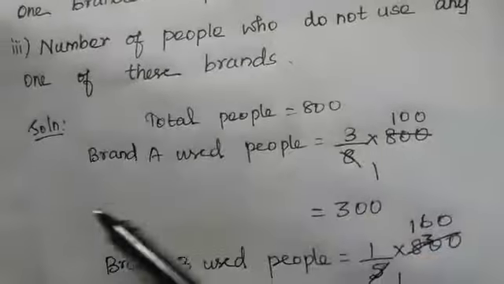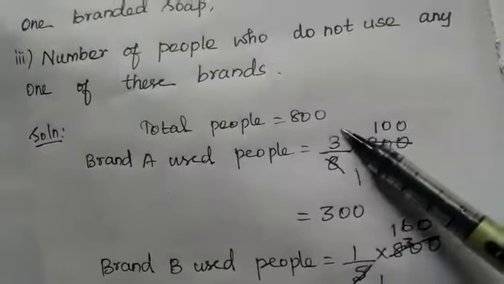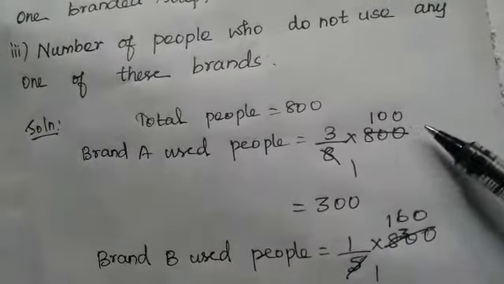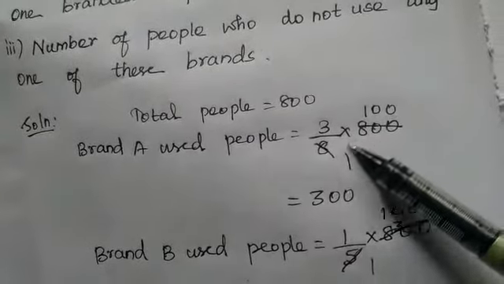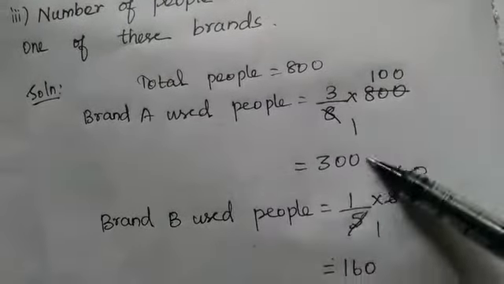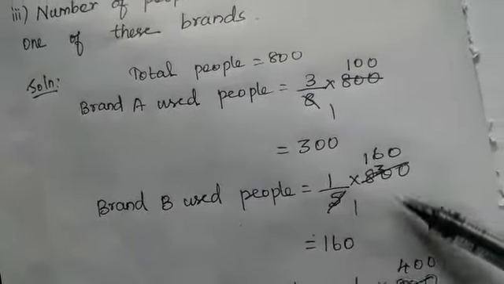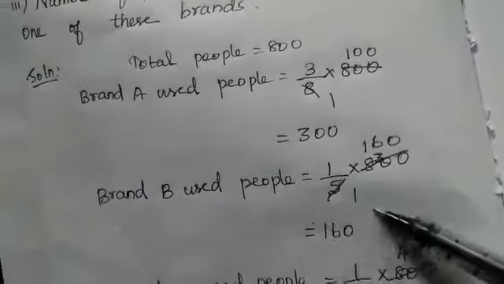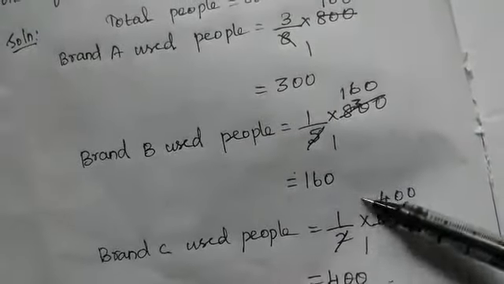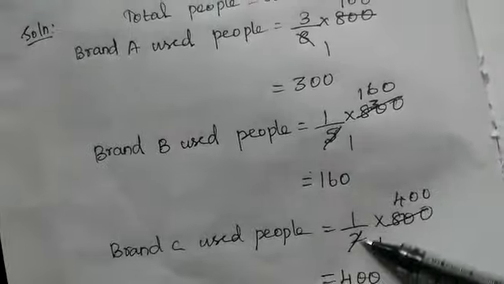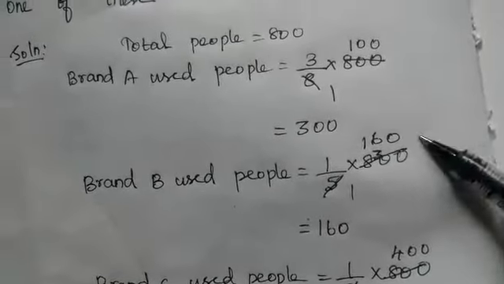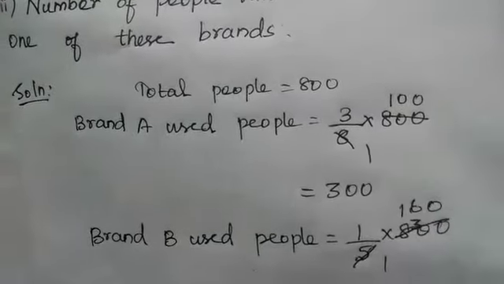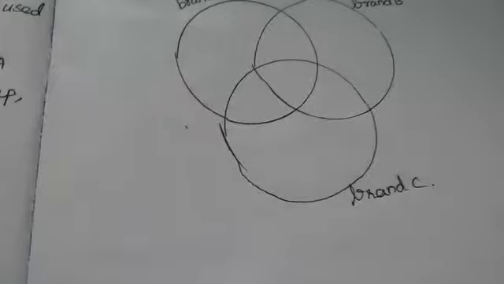Now listen, brand A soap used people. How will you find out how many people? 3 by 8 into the total number of people. How many? 300 people. Now brand B used people. How many? 1 by 5 into 800, 160. Now brand C, 1 by 2 into 800, 400 people. Now using the Venn diagram, we are going to solve this problem.